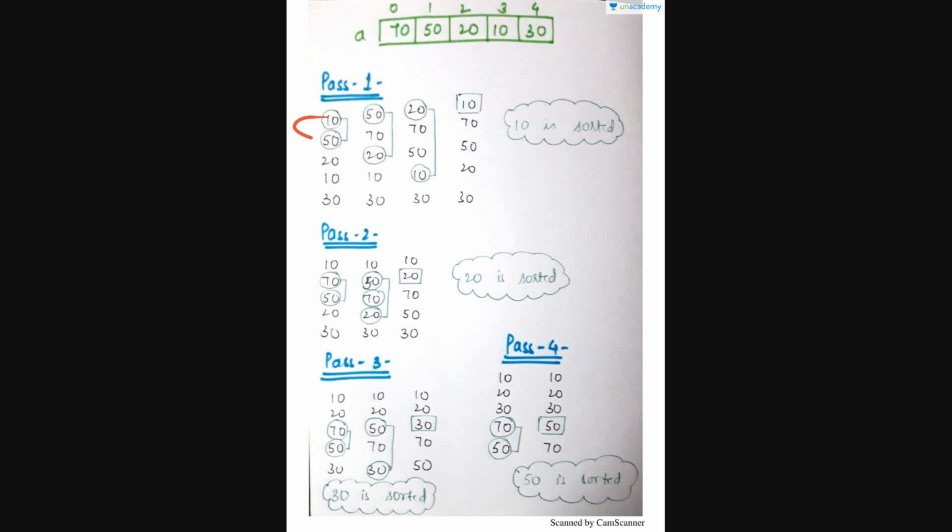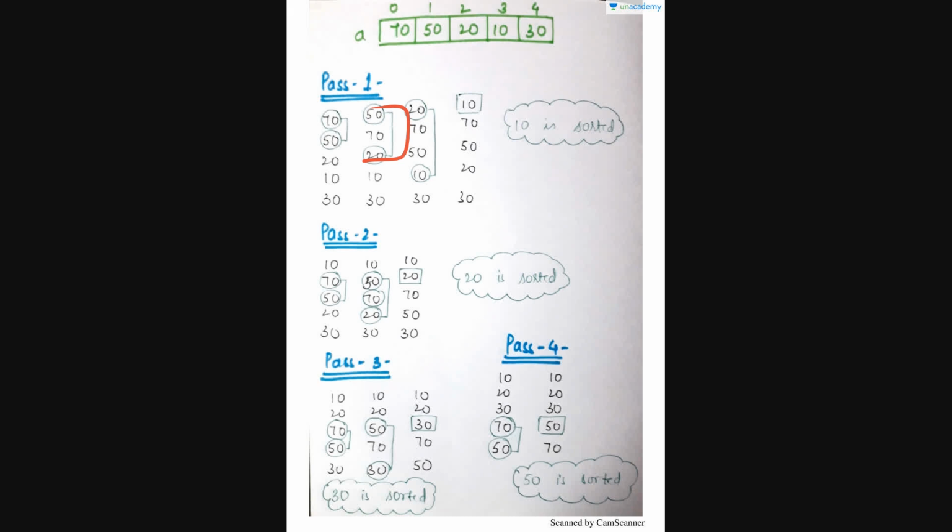And then next, after this gets swapped, we have to check with this sequence now. 50. Is there any element smaller than 50? 70, it is not smaller. It is greater. So next element, 20. 20 is obviously smaller than 50. So we have to swap 50 and 20. So 20 goes into the place of 50 and 50 comes into the place of 20.